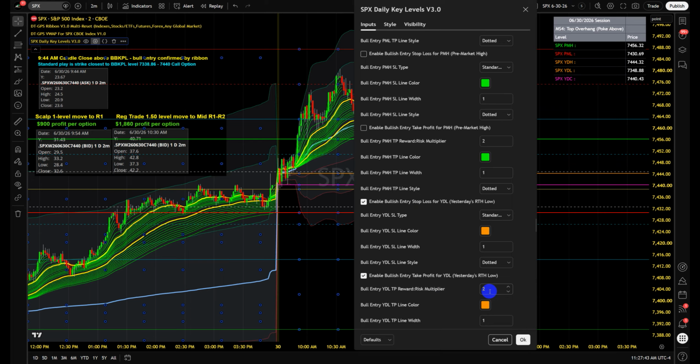Standard is going to be a 2-to-1 risk to reward. So $2 of profit for each $1 of risk. You can also go all the way up to 30. So for example, if we went on a 4-to-1 here, you can go below 2 as well. They're in 0.25 increments.